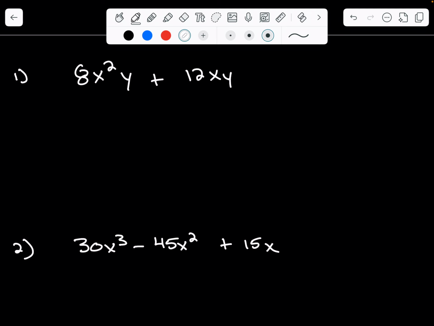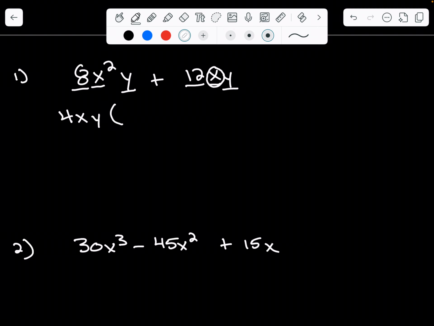So I've assumed that you've tried this on your own. So again, we're asking ourselves the same question. What is the largest number that goes into both 8 and 12? Well, that number is 4. 4 is the largest number that goes into 8 and 12. What is the largest variable that goes into x squared and x? Well, again, our smallest exponent is always going to be our greatest common factor. So we have 4x. And again here, these are the same, so we know we can take out a y.